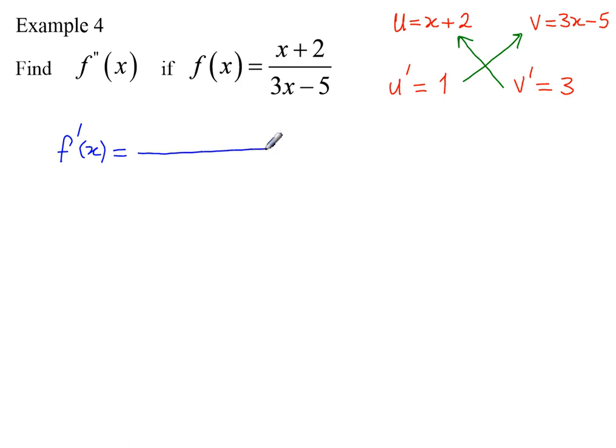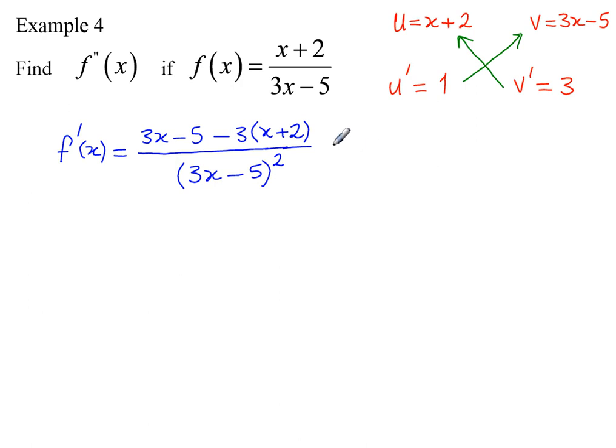So f dash of x, which is the first derivative, is u dash v. So that's 1 into this bracket, so that's 3x minus 5, minus 3 into this bracket, so that's 3 times x plus 2, over the denominator squared, which is 3x minus 5 whole squared.